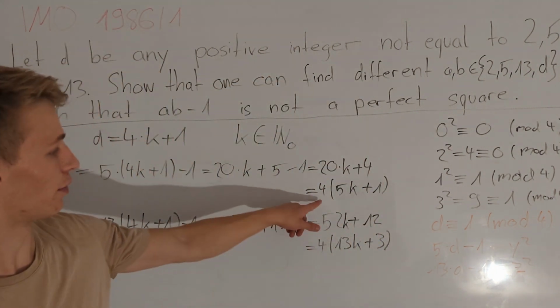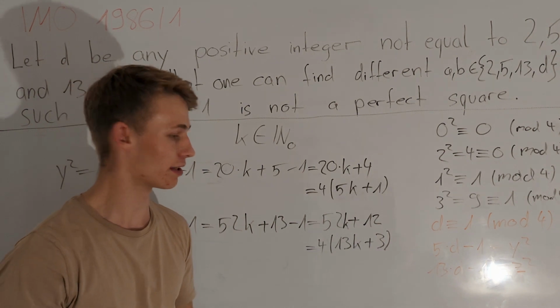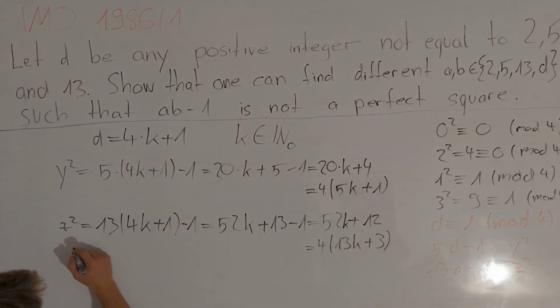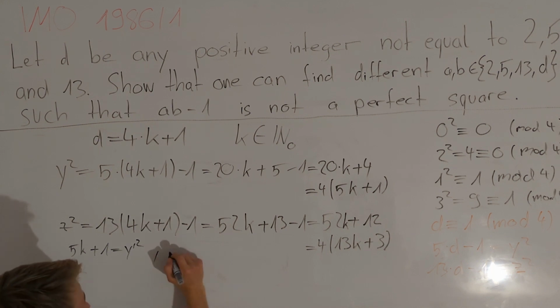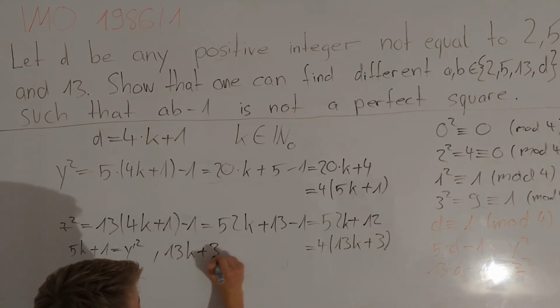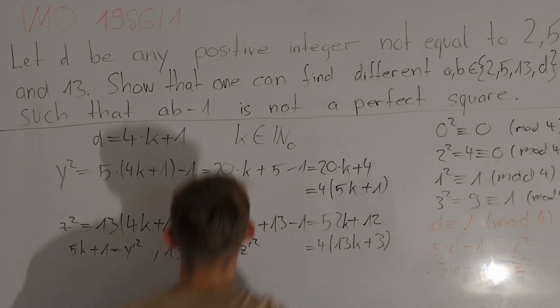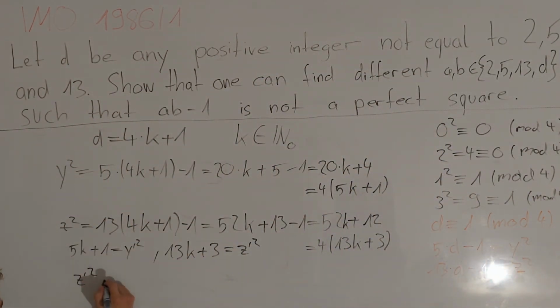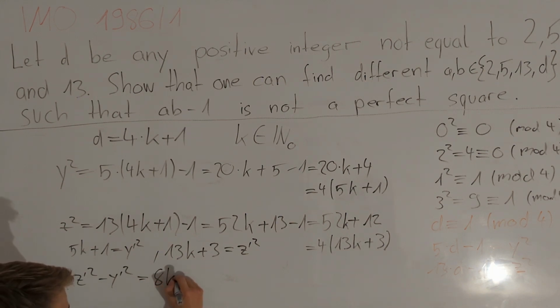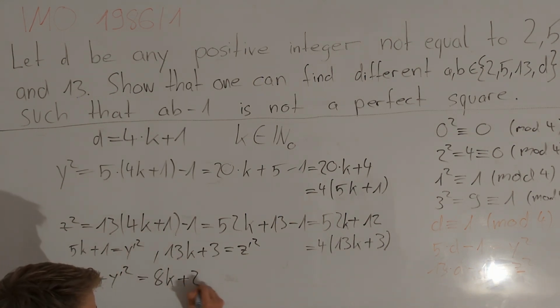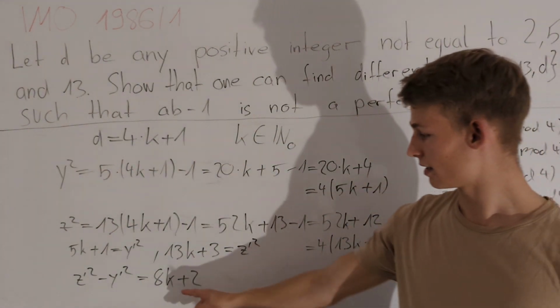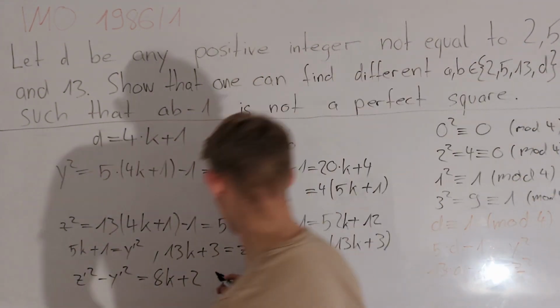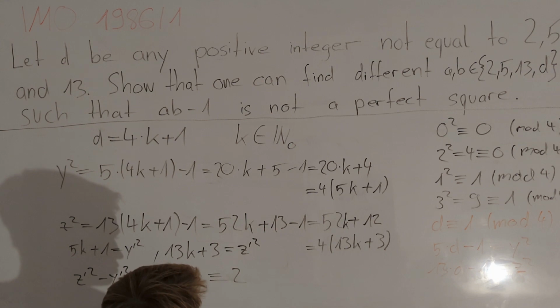Now, since 4 is a perfect square, we know that the second factor in these two terms must also be a perfect square, so we can write 5k plus 1 equals y prime squared, and 13k plus 3 equals z prime squared. Now we can subtract these two equations from each other and get that z prime squared minus y prime squared is equal to 13k minus 5k, which is 8k, and 3 minus 1, which is equal to 2. And now we see that 8k is congruent to 0 modulo 4, so this is in total congruent to 2 modulo 4.